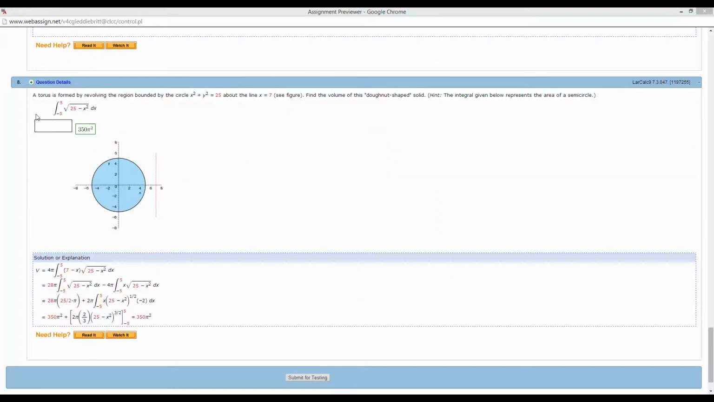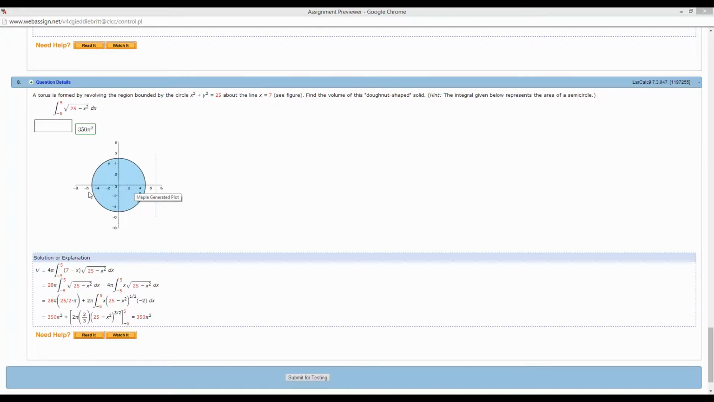Alright, so this problem is on your homework. A torus is formed by revolving a region about the circle x squared plus y squared equals 25 and the line x equals 7. Alright, and so we have this figure here being revolved around this line. If you go all the way around, this is going to be a solid tubular figure, I guess you could think of it. This problem causes a donut-shaped solid. Find the volume of the donut-shaped solid.